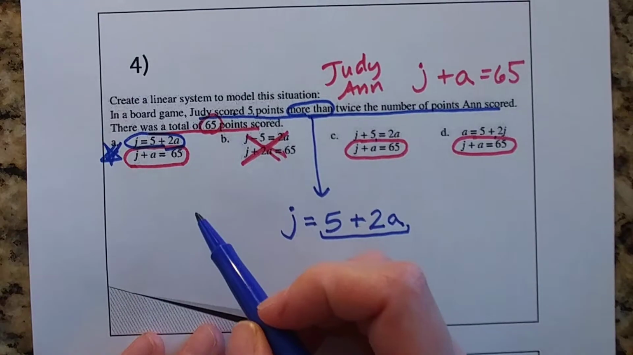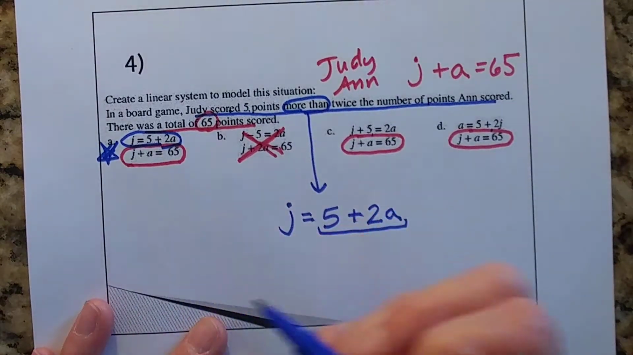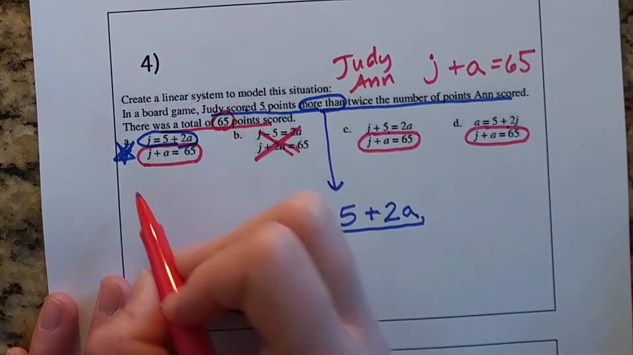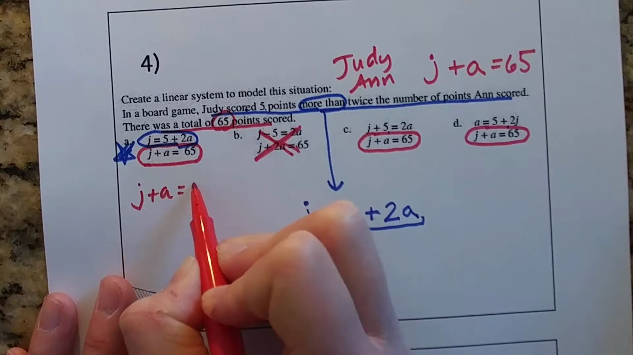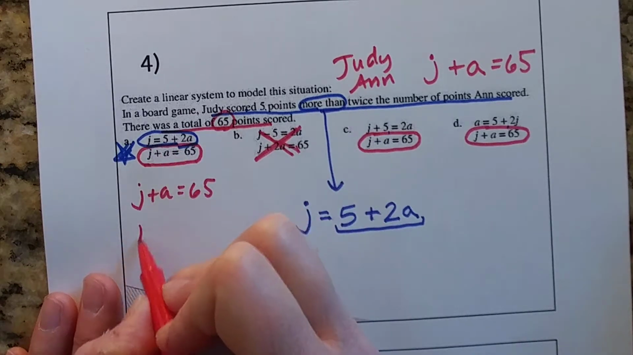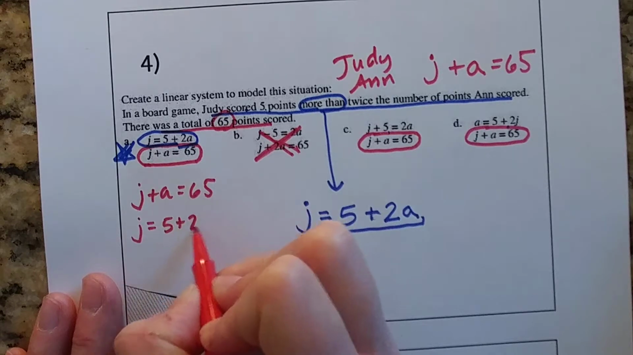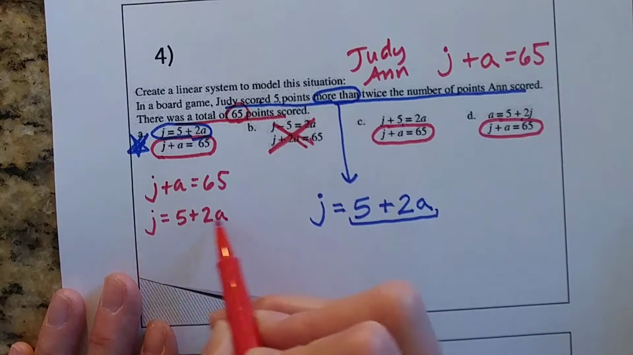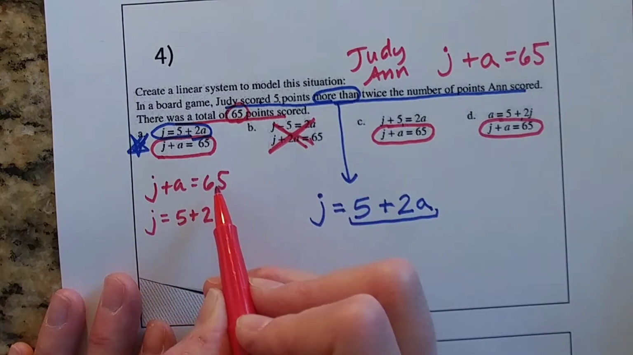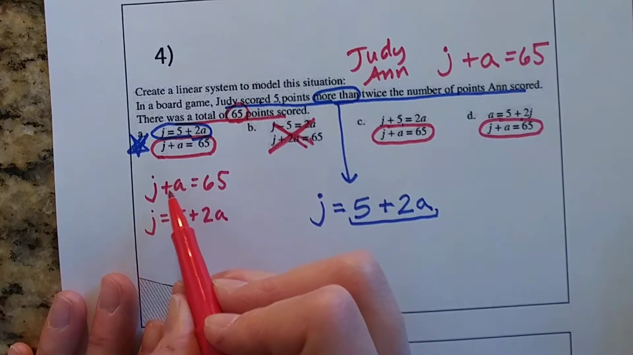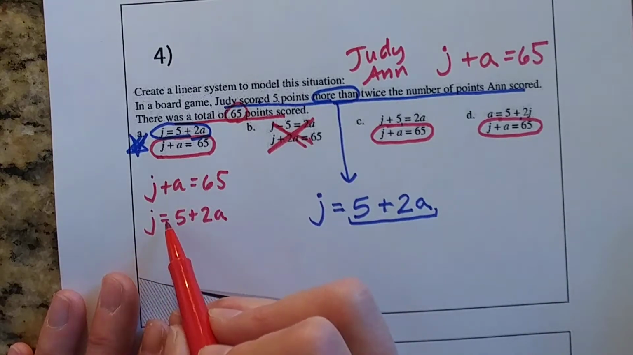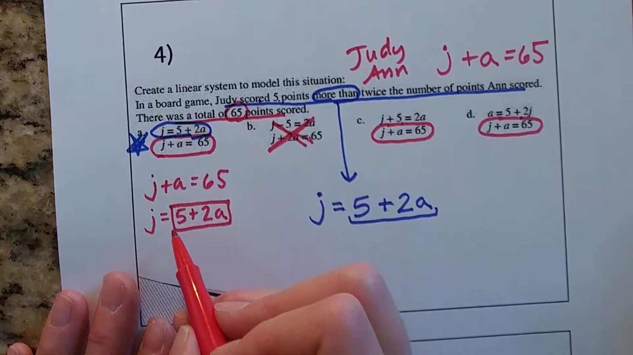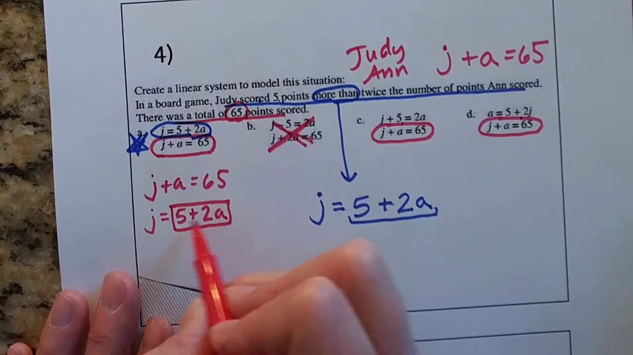So if I were to solve it, I could figure that out. Let's just try that. Let's try solving it. So I have Judy plus Anne equals 65. And then I have Judy is equal to 5 plus 2a. Now notice how this equation here and this one we could kind of think of as standard form. The j and the a are not isolated, but do you see in this one how it says j is equal to this expression right here? So the best method to solve this would maybe be substitution, because I know that j is 5 plus 2a.